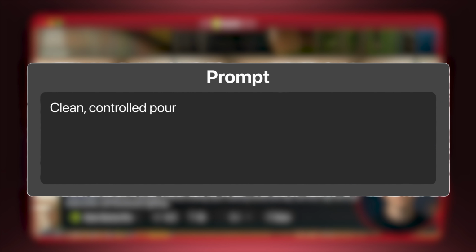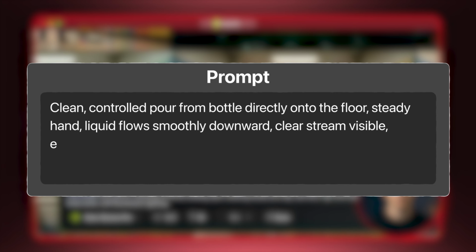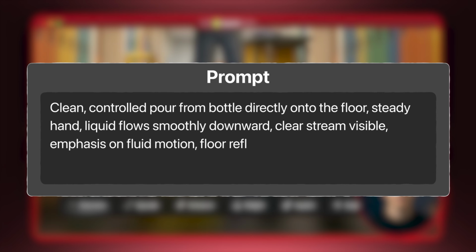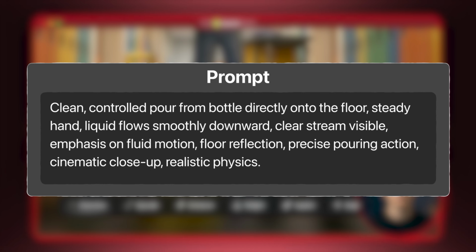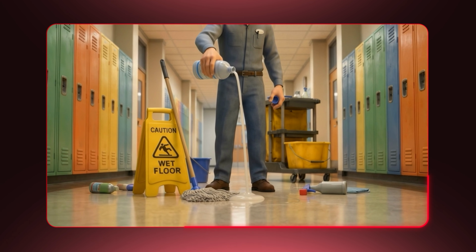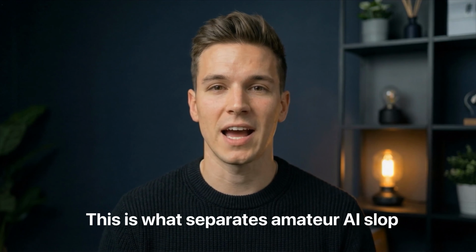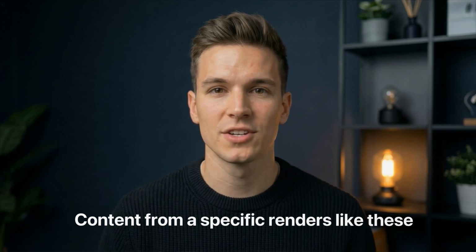The motion prompt is this. Clean, controlled pour from bottle directly onto the floor, steady hand. Liquid flows smoothly downward. Clear stream visible. Emphasis on fluid motion. Floor reflection. Precise pouring action. Cinematic close-up, realistic physics, and that's your final shot. This is what separates amateur AI slop content from specific renders like these.